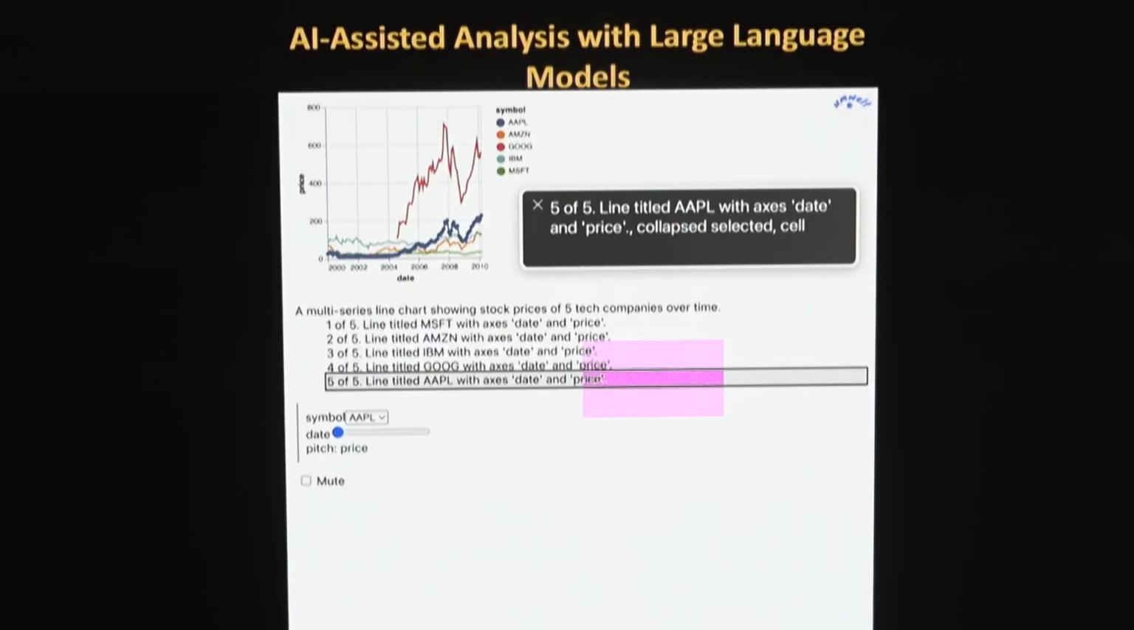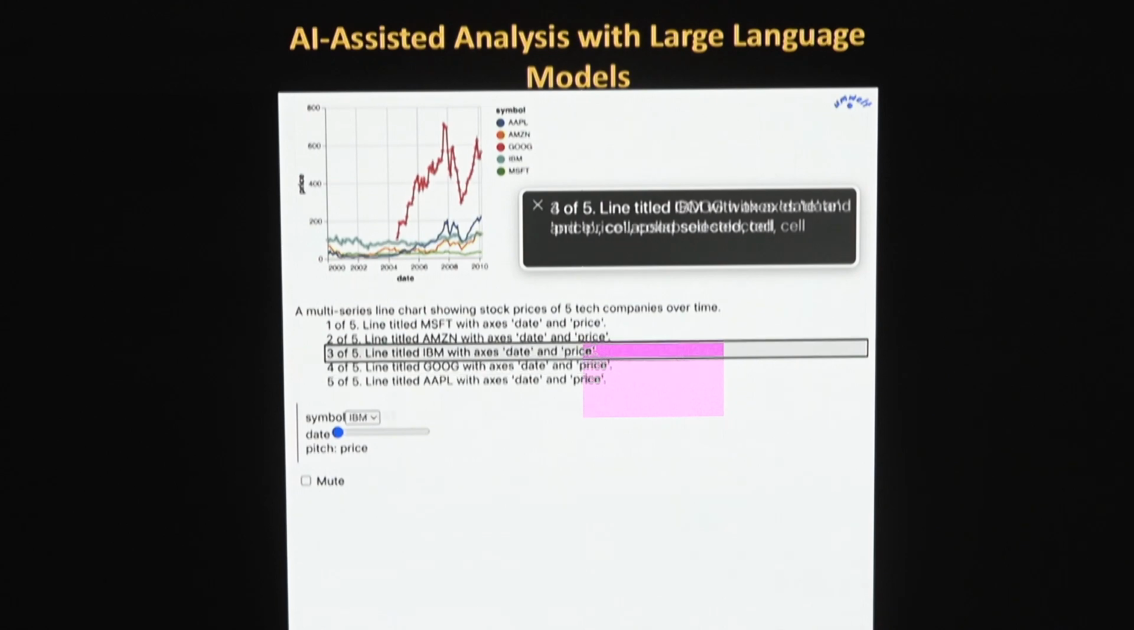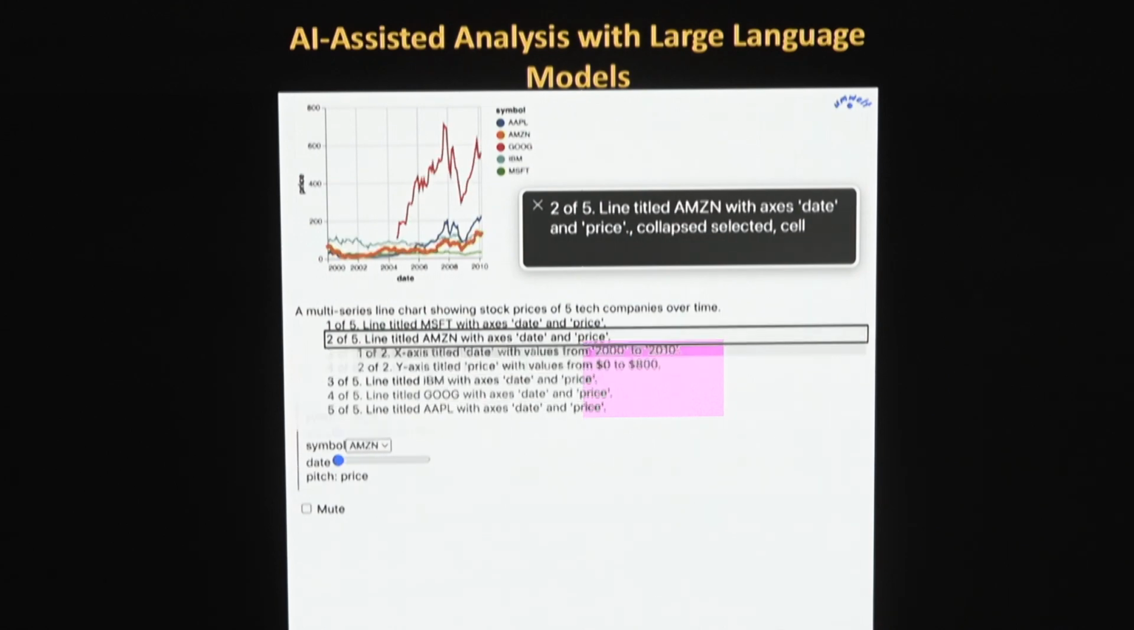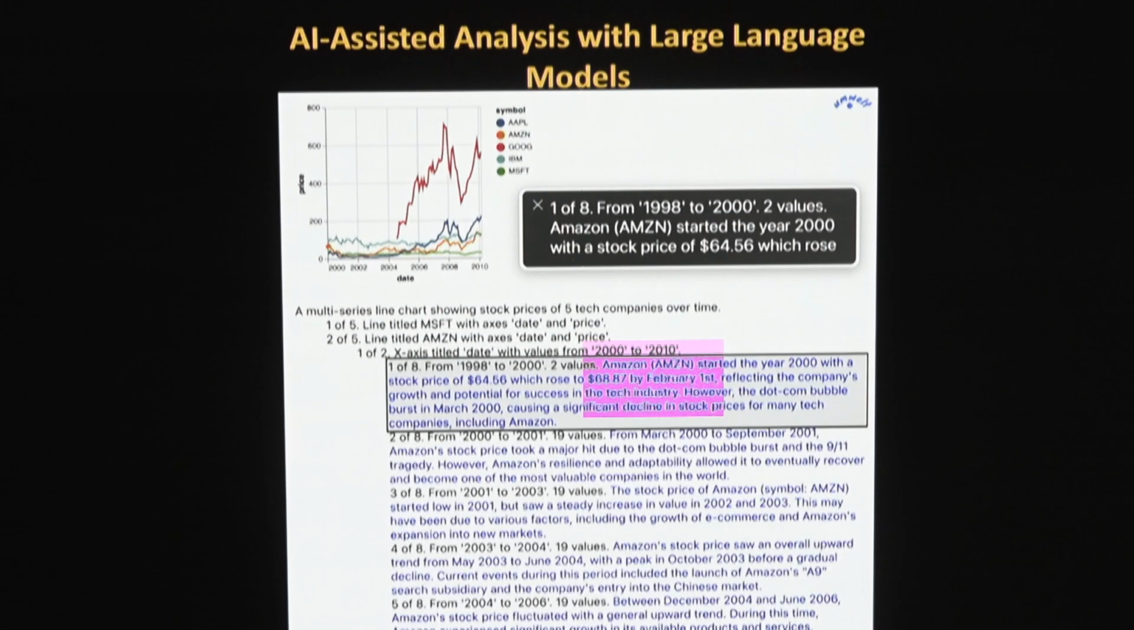And we can't escape talking about ChatGPT when we're talking about textual content. We've also been exploring methods where we query GPT to offer us additional analysis of the data that's situated in the hierarchy. So I'll give an example of that here. 4 of 5, 3 of 5, 2 of 5. Line titled AMZN with axes. 1 of 2. X-axis title date with values. 1 of 8. From 1998 to 2000.